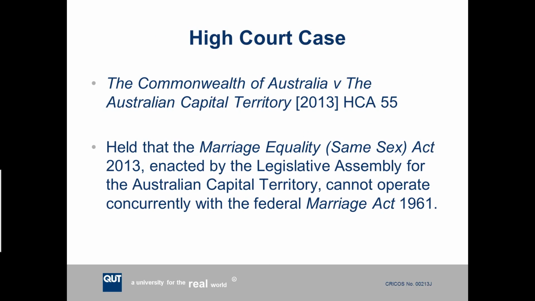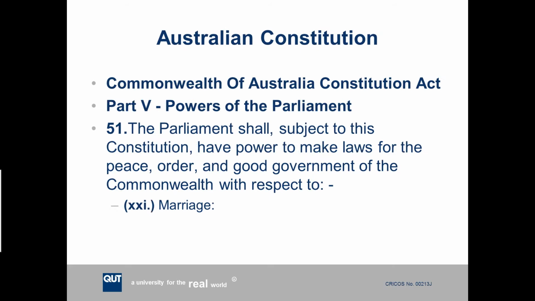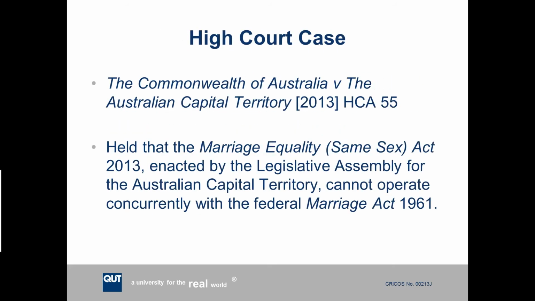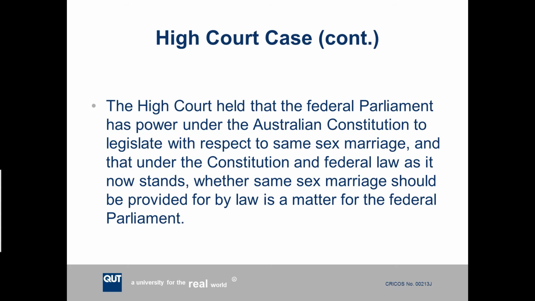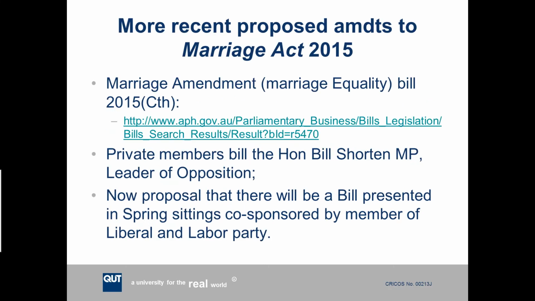In the subsequent High Court case, the Commonwealth of Australia and the Australian Capital Territory, that argument was successful. The court held that territory legislation could not operate concurrently with the Federal Marriage Act, so it was for Federal Parliament to decide whether same-sex marriage would become legal and, for example, to amend the Marriage Act. And the territory legislation was struck down. However, interestingly, the judges of the High Court specifically stated the view that the Federal Parliament, under the Constitution, has power to legislate with respect to same-sex marriage. However, it was for Federal Parliament to decide that.